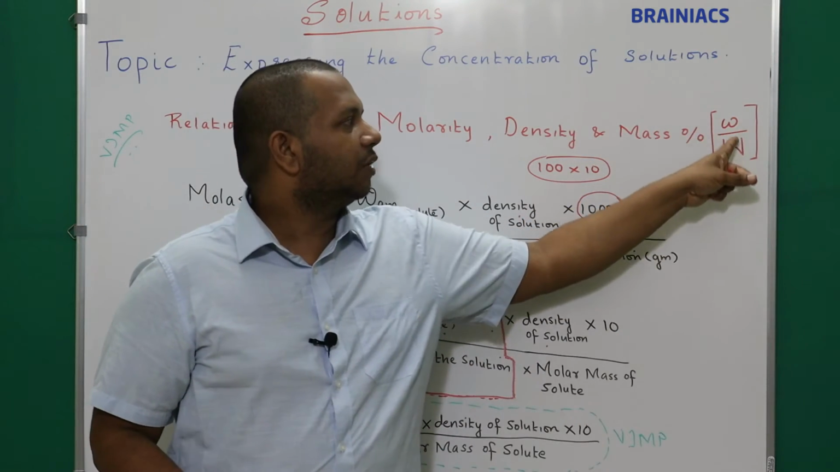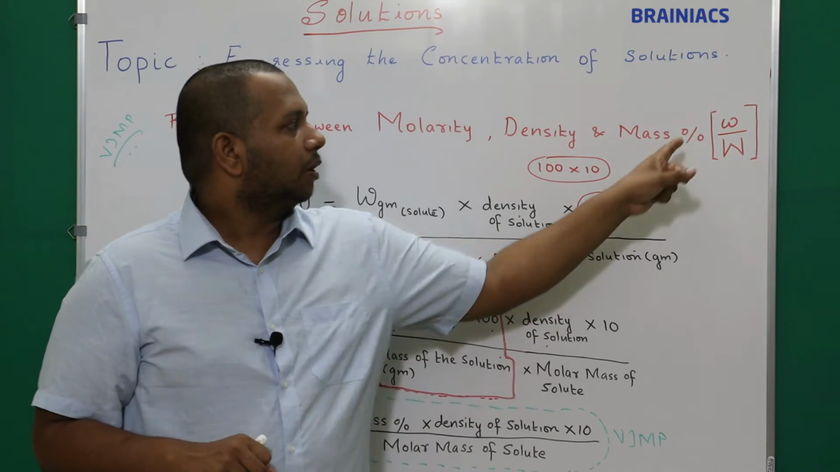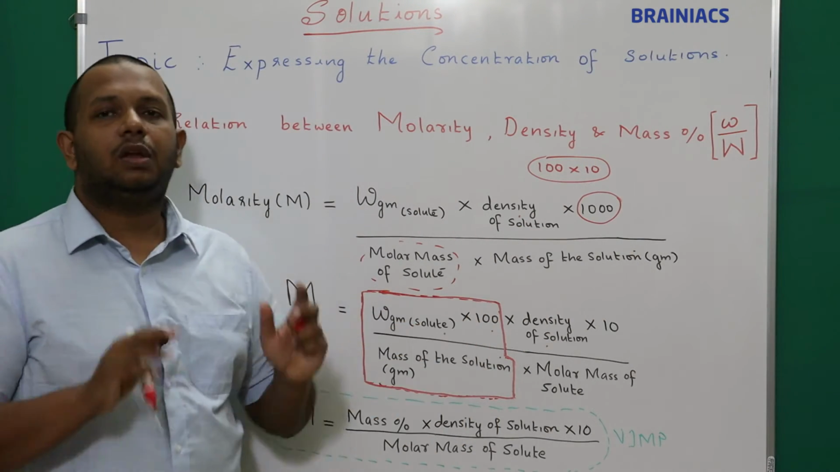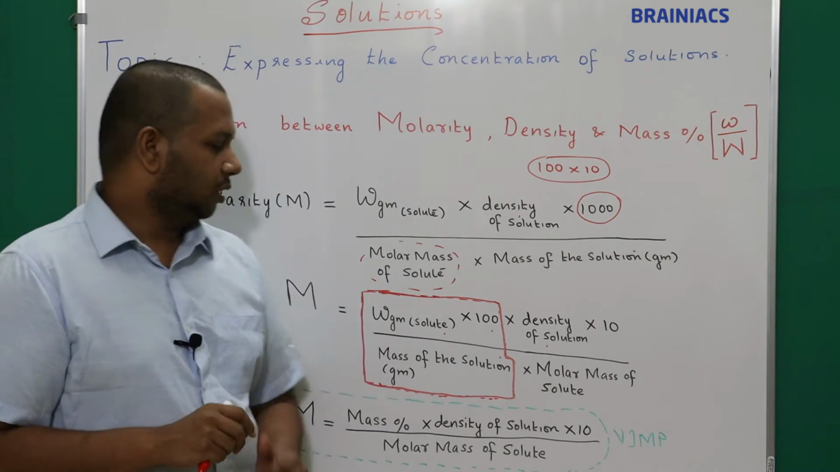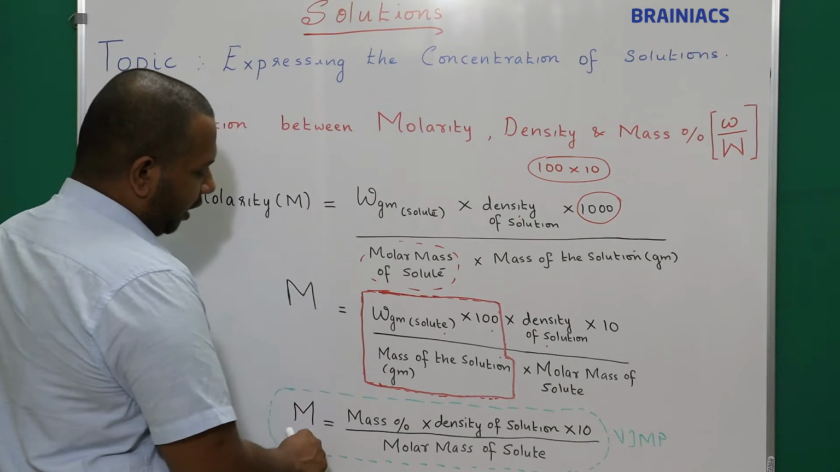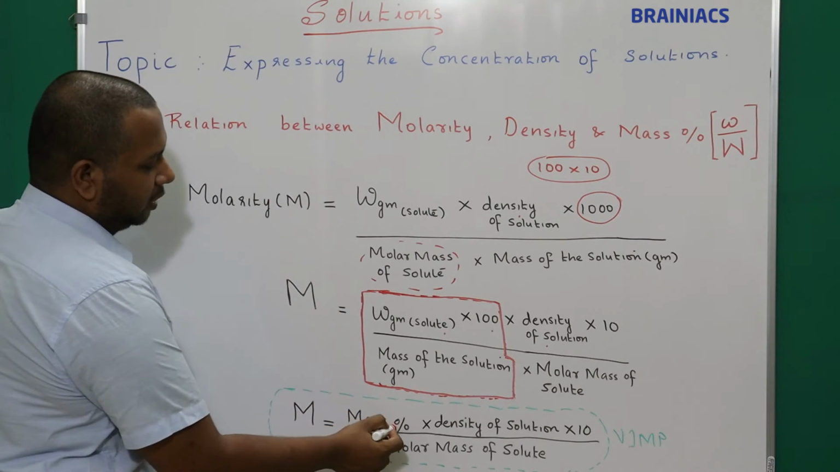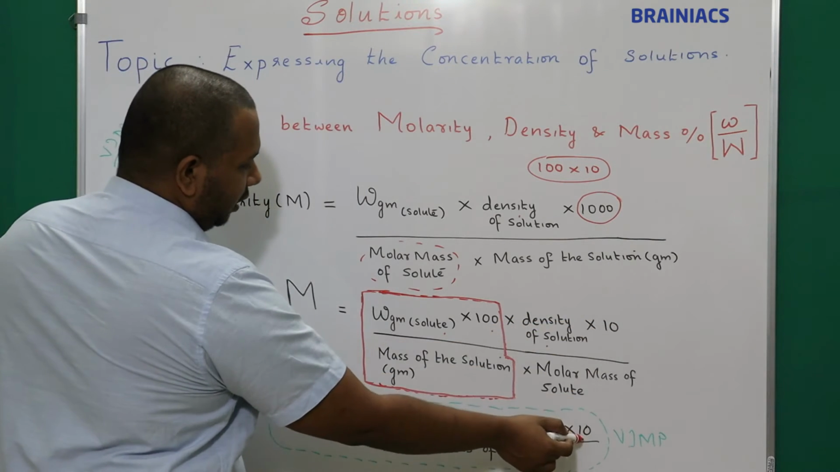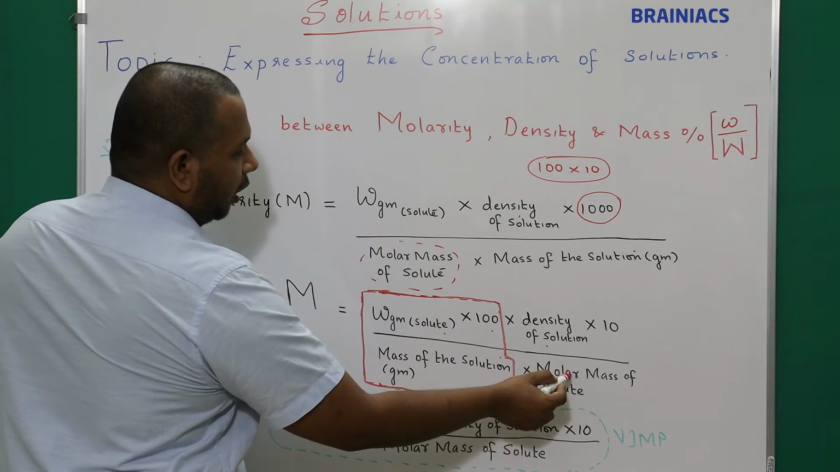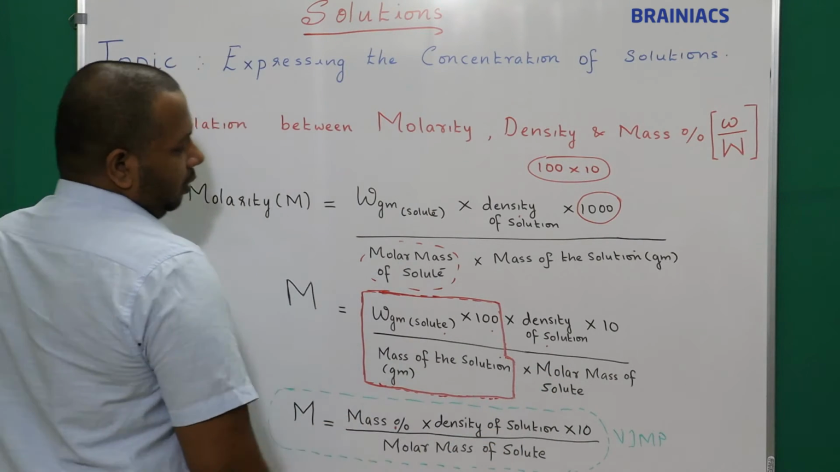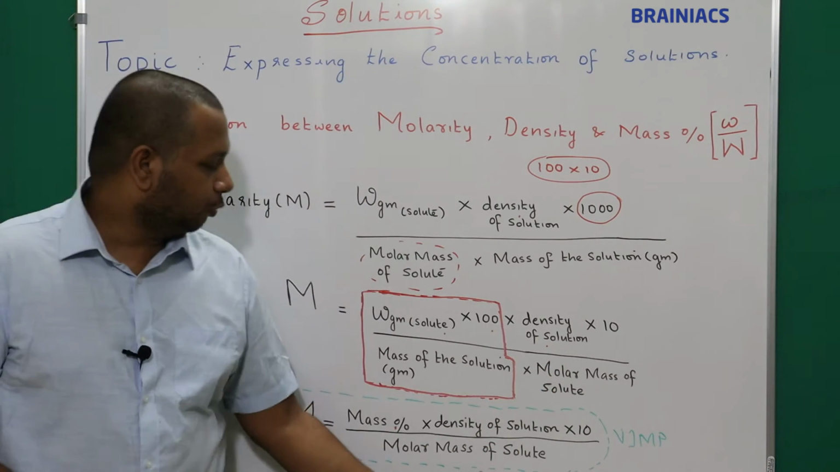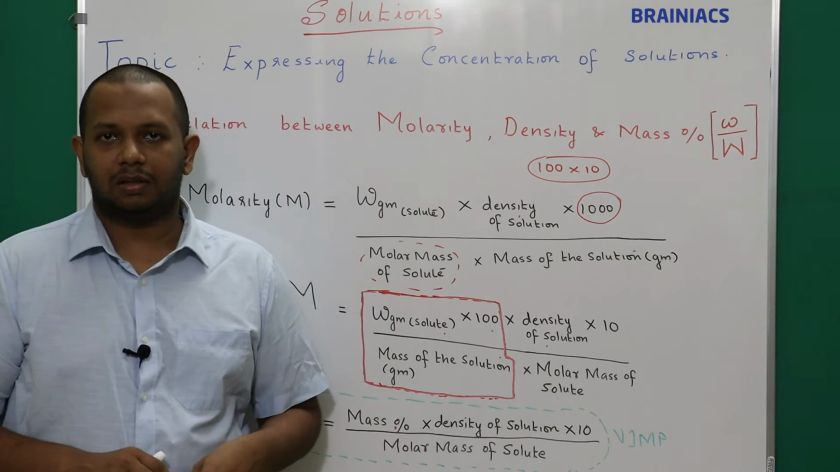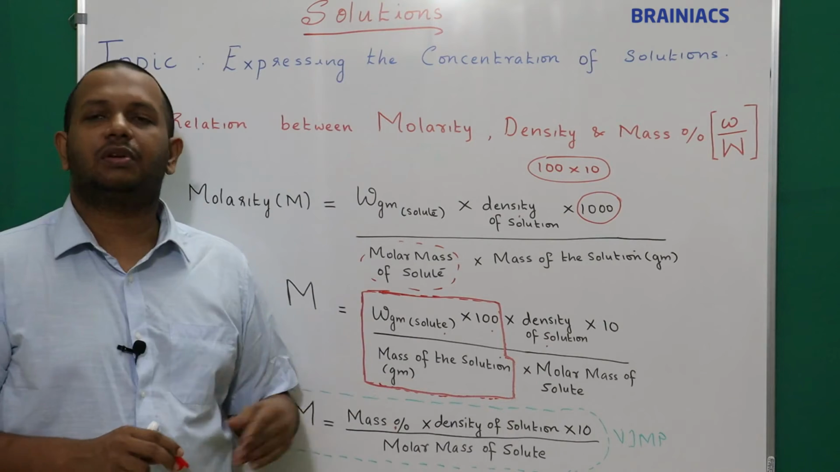If only the ratio is there, we call it mass fraction. But when it is multiplied by 100, the whole expression in the box becomes mass percentage. So I can rewrite the formula: molarity is equal to mass percentage into density of the solution multiplied by 10, divided by molar mass of the solute. Okay, I hope you understood. You can see this formula in a lot of books, because this is what they have given, but there is no difference. You have just rearranged it.